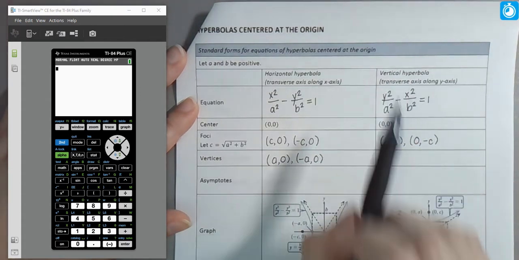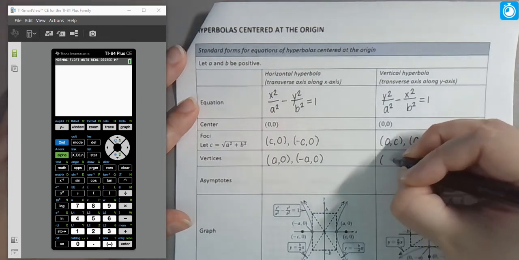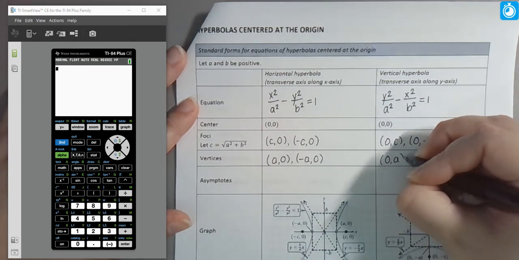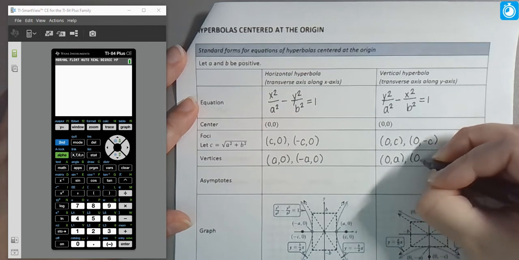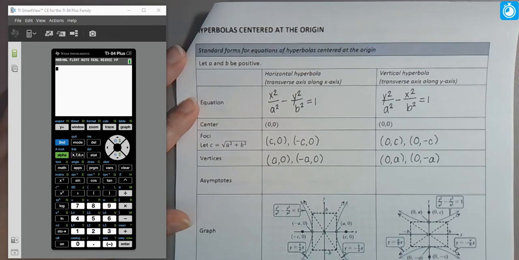And then for our vertical hyperbola, it's going to be opposite. So our vertices are above and below our center. We hold the x value constant and just adjust the y value using our value for a. So our vertices are going to have the coordinates 0, a and 0, negative a.